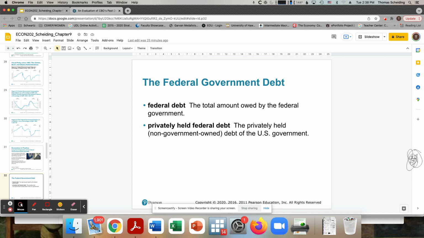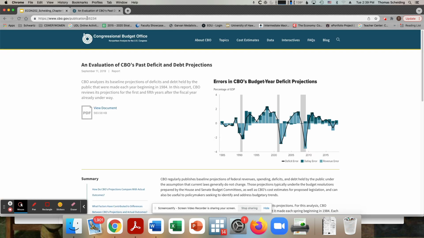Now, as we look at that debt, the debt is the total amount owed by the federal government. But then there's actually two portions of it. There's privately held federal debt, and then there's actually publicly held federal debt. The publicly held federal debt would be the biggest one would be Social Security. Social Security is forced to hold U.S. government debt, treasuries, and we can look at what that is.